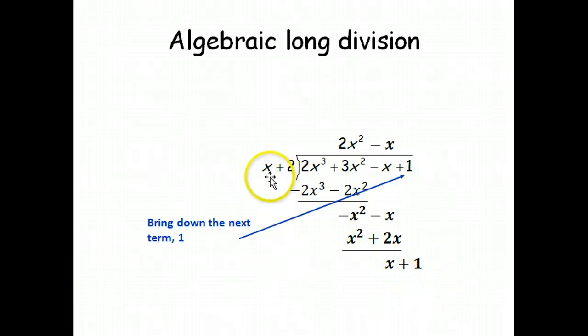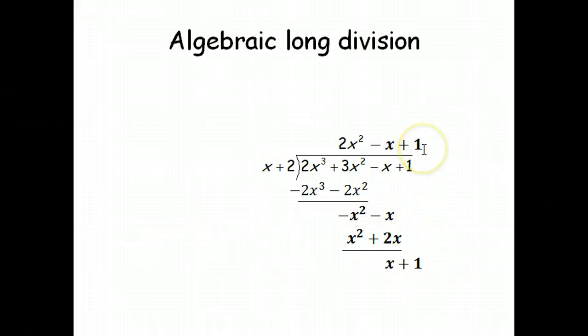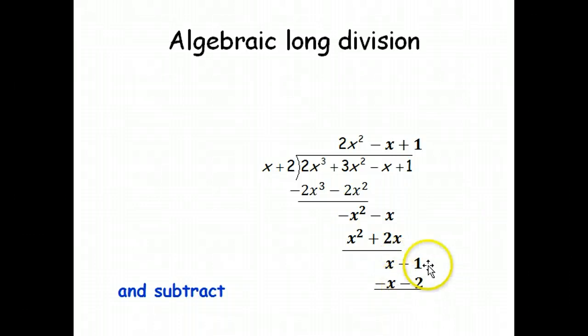How many times, I've got to ask myself, does x plus 2 go in, so just this x really is what we're worried about. How many times does x go into 9x? And x goes into 9x a total of 9 times. So we write that 9 right up top here. Now we continue the same process. We do our 9 times x plus 2, and that gives me 9x plus 18. Now I end up having to subtract those, so I'm going to change the sign. 9x minus 9x gives me 0. 1 minus 18 gives me a remainder of negative 17.